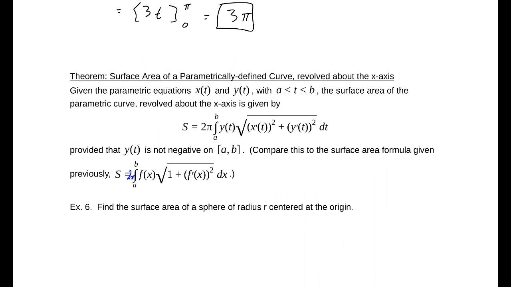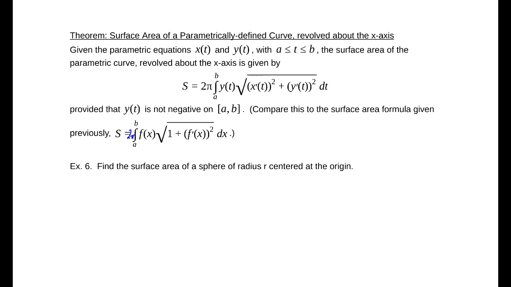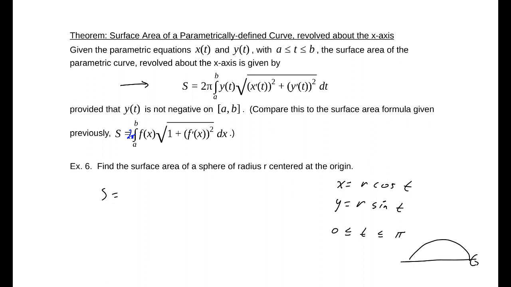So let's go ahead and find the surface area of a sphere of radius r centered at the origin. All right, so our surface area, S, and we are using this formula because we have parametric equations. And actually, we don't have any equations, so let's write something down here. This is a sphere centered at the origin of radius r. So our x value is given by r cosine t, as we've seen previously, and our y value is r sine t. And in this case, because it's the surface area, we want to go from 0 to pi. That is, we're taking this half circle and rotating it to find the surface area.